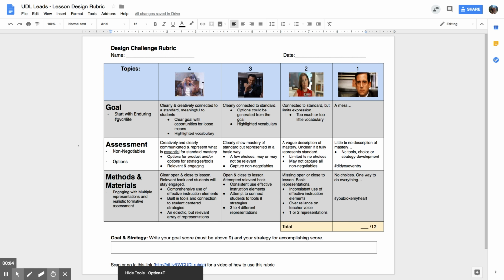Hey everyone, we are going to take a look at this rubric and hopefully give you some ideas of how to use it. We're mostly having it for fun today, just so you can follow along with the lesson that we give.